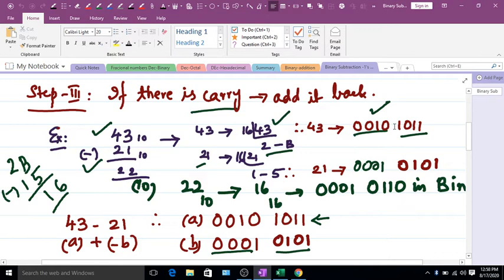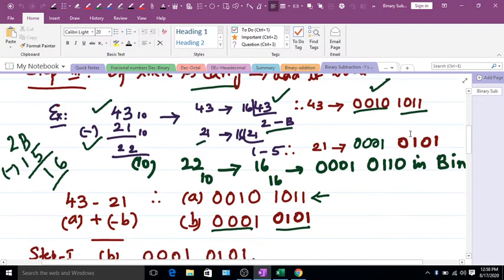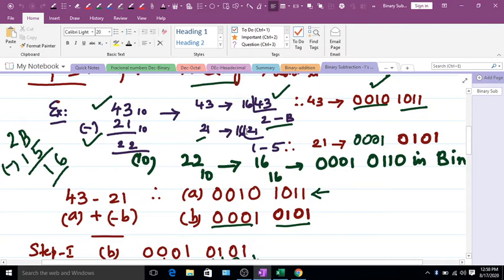Arrive with this number, but the shortcut and easier method is division by 16. Whatever remainders you are getting, express each one of them separately by the binary equivalent. So 2 is what you are getting. Write 2 as 0010 and B as 1011. Okay, and 21. How do you write 21? Again 15. So write 1 as 0001 and 5 as 0101. Now the difference what you are getting was 22. 22 is 16. It's 1 and 6 in binary.